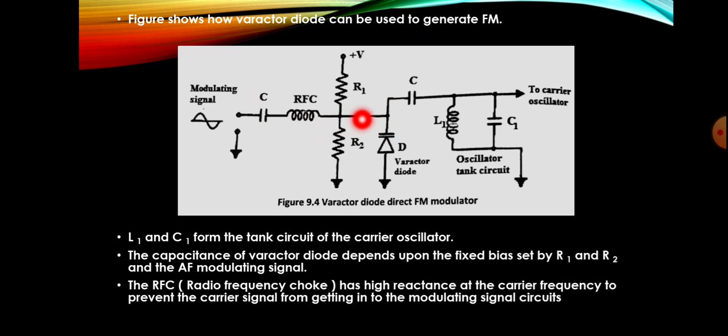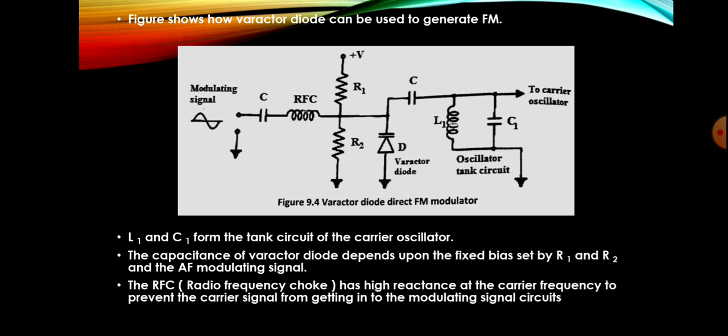So whatever signal is coming to this side will determine the capacitance of this Varactor diode. Based on the value of the voltage obtained at this point, the Varactor diode working will change, or its capacitance will change. And here there is an RFC, radio frequency choke, that has high reactance at the carrier frequency to prevent the carrier signal from getting into the modulated signal circuit.